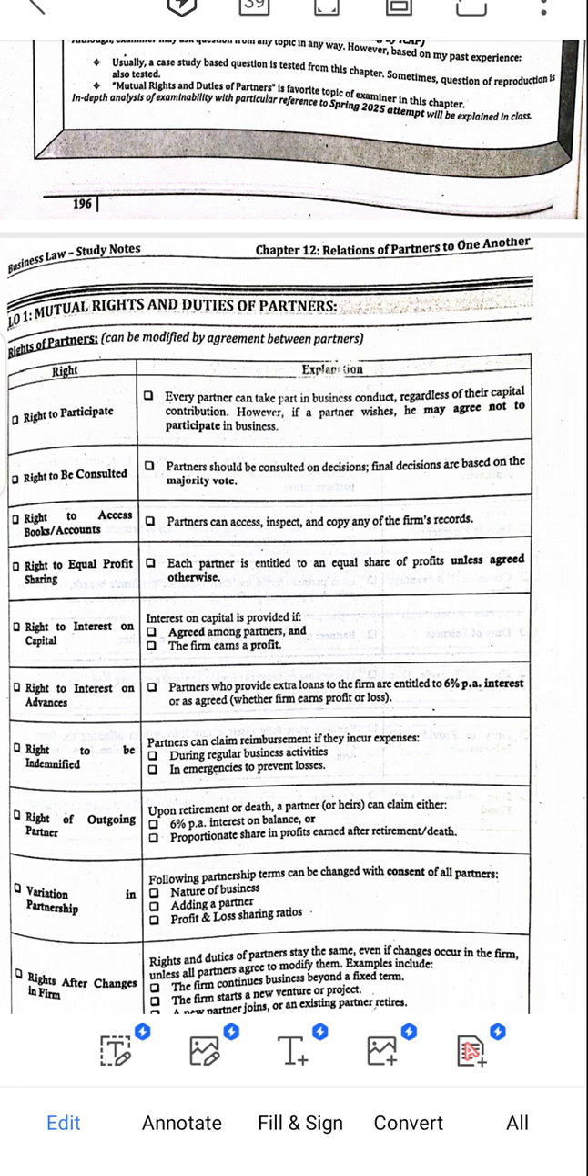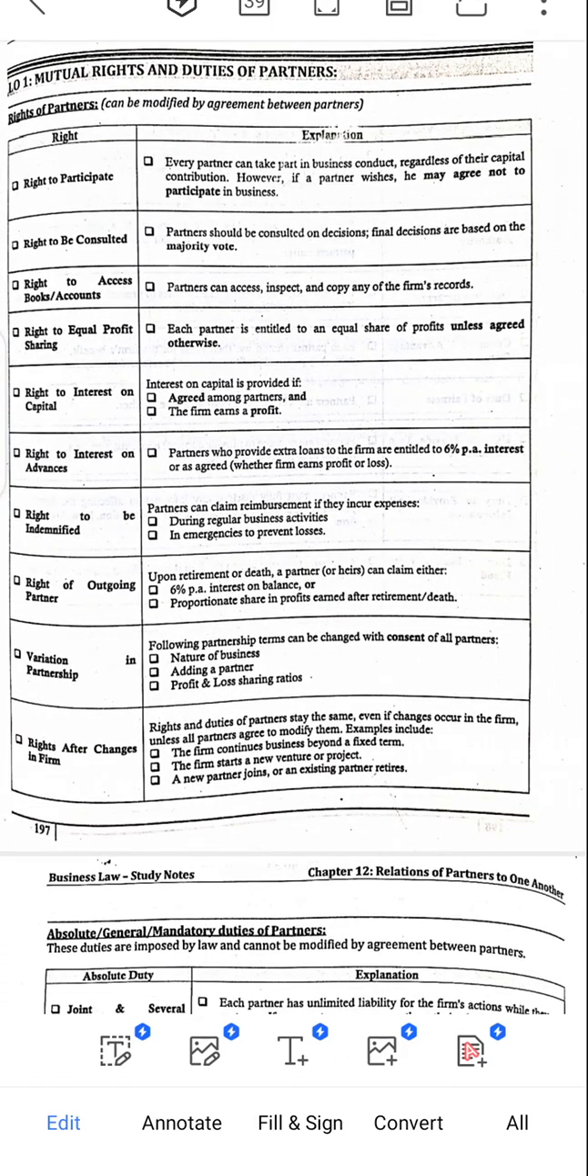So then we have the right to interest on capital. Interest on capital is provided if agreed among partners and the firm earns a profit. If the firm makes a profit, it has to share the interest on the capital. Then we have the right to interest on advances. Partners who provide extra loans to the firm are entitled to 6% per annum interest or as agreed.